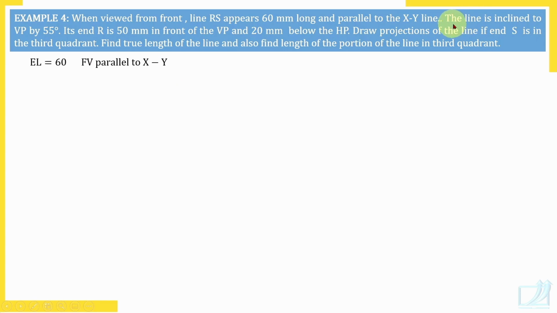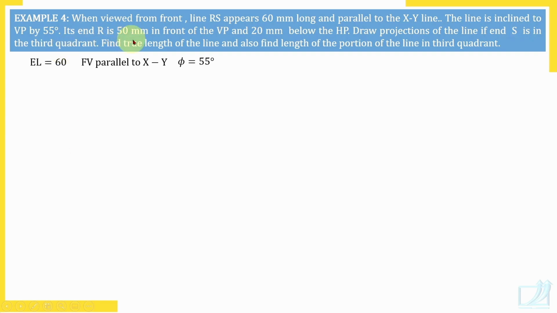Now read here: the line is inclined to VP by 55 degrees. It is not the front view of the line that is inclined, and it is not the top view of the line given as inclined at 55 degrees. It's given for the line itself. The original line is inclined to VP by 55 degrees. So the inclination of the line with VP, angle phi, is given. True inclination with VP, we say, is 55 degrees.